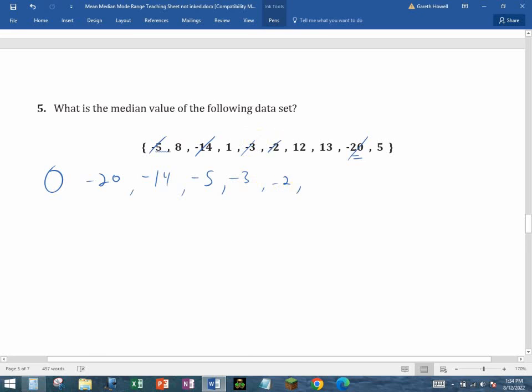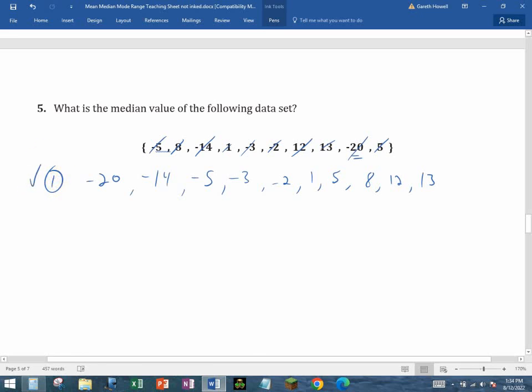Now, is there any 0? Nope, but we have numbers that are greater than 0 now. We have 1. That's gone. We have 5. That one's gone. Then we have 8, 12, and 13. And I've dealt with all the values. So I have my entire data set here labeled from least to greatest.